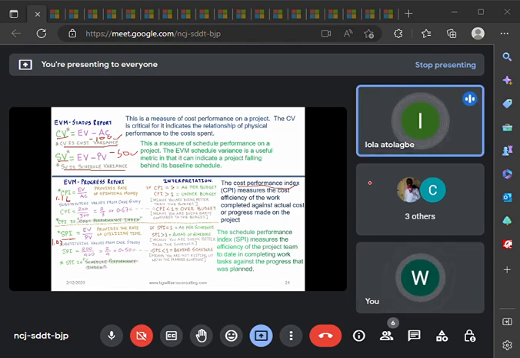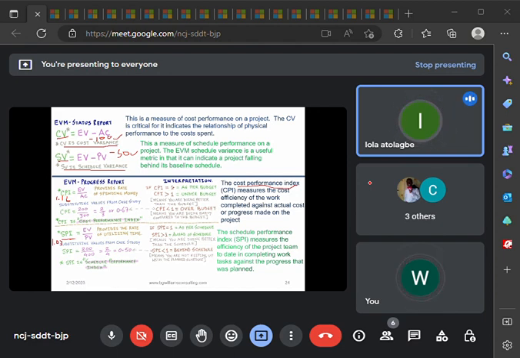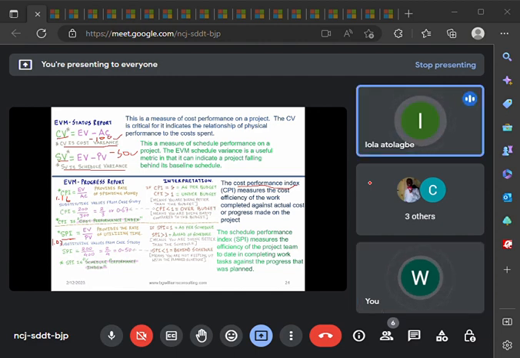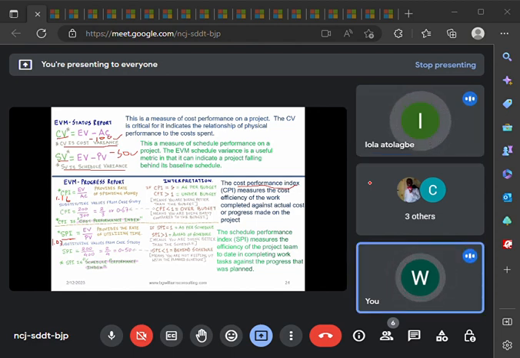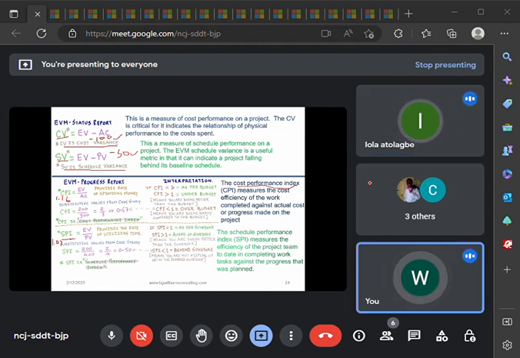So also in the case of SPI, schedule performance index. If your schedule performance index is equal to 1, which means you are progressing as per the schedule. But if it is greater than 1, that is to say you are now having like 1.1, 1.5, 1 point something, it means you are ahead of schedule. If it is lesser than 1, it simply means you are behind schedule.